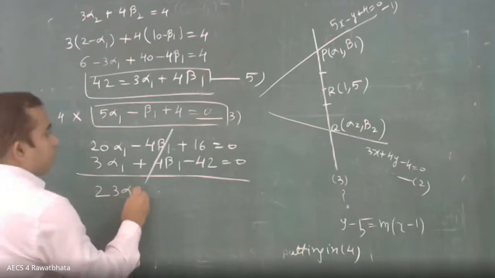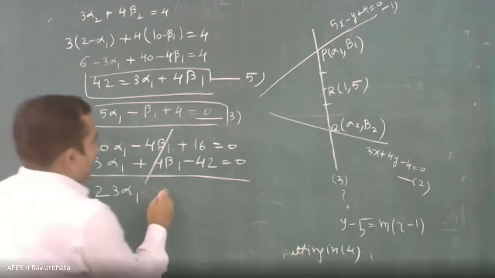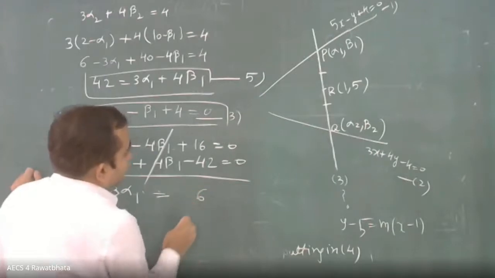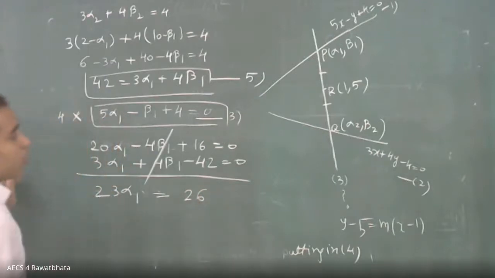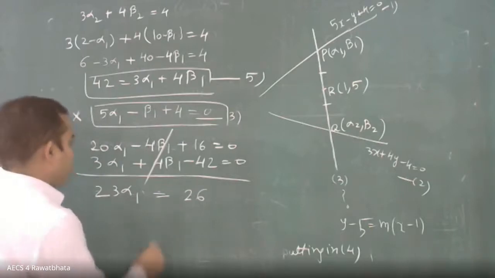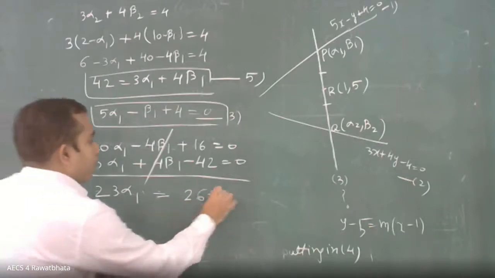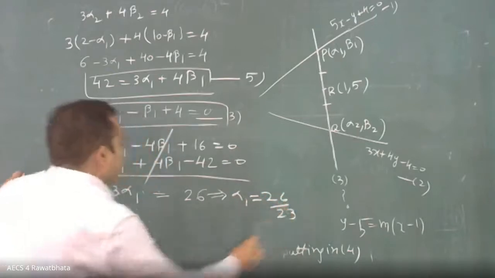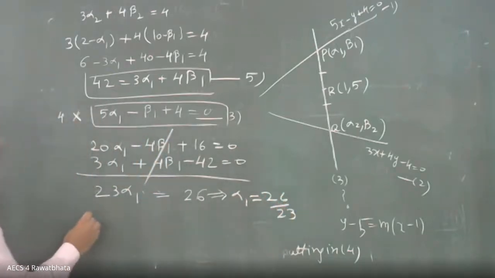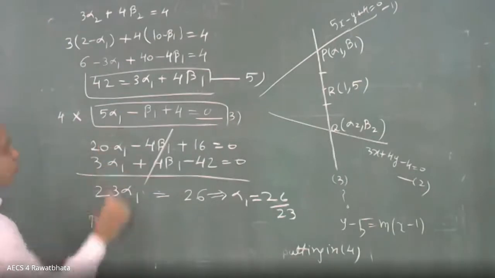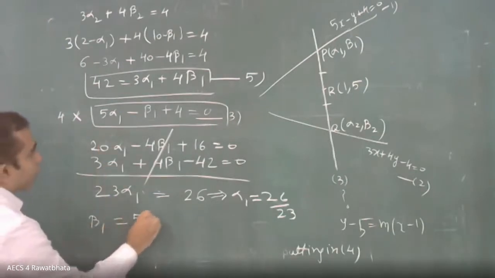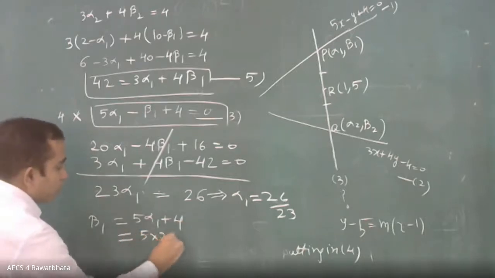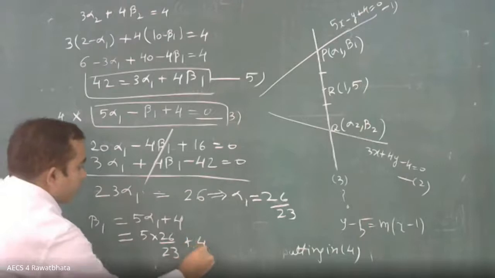and if you add, this will become 23 alpha 1. This is how much, students? Equals to 12 minus 6 is 6. 3 minus 1 is 2. 3 minus 1 is 2. So alpha 1 is equal to 26 upon 23 and beta 1 from this equation, beta 1 will be 5 alpha 1 plus 4, and this will be 5 into 26 upon 23 plus 4.